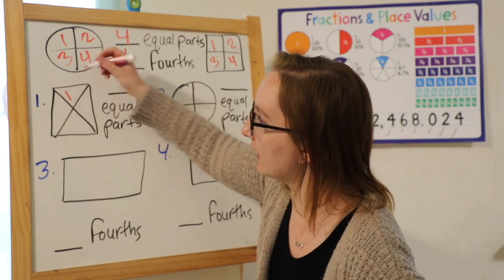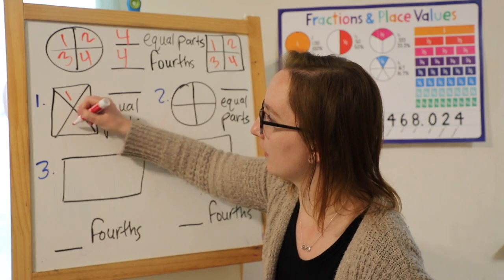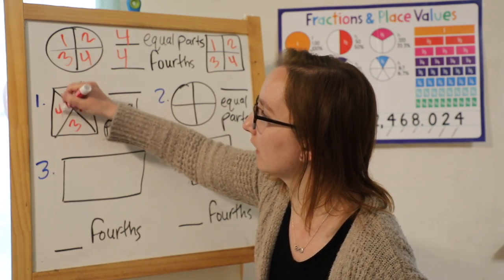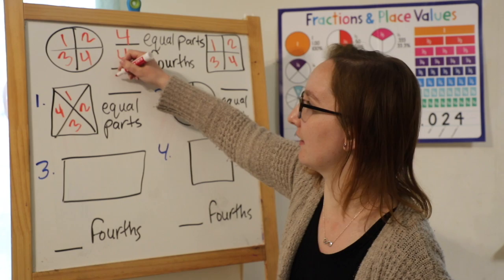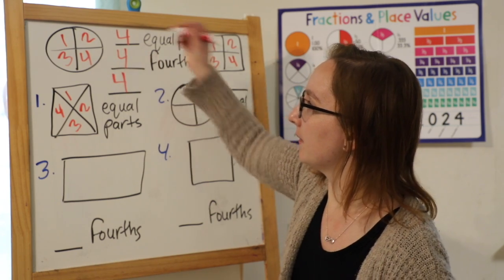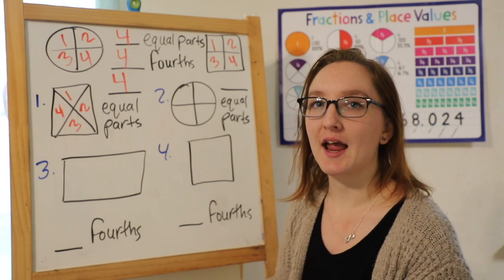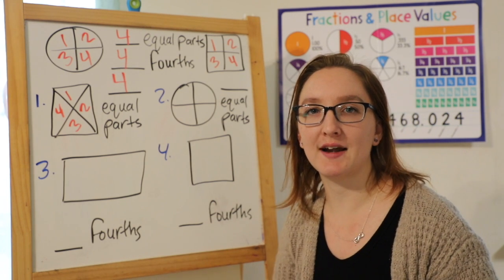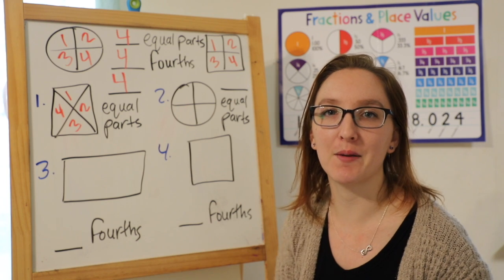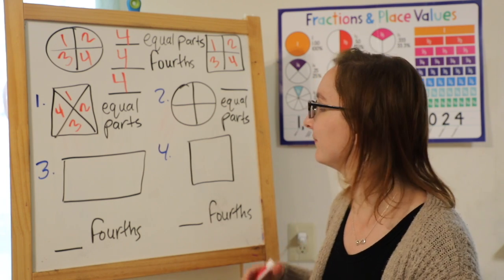So I have 1, 2, 3, 4 equal parts, and that's what I'm going to write on my line. Make sure when you write it that your 4 is in the right direction, and double check your work as you're writing your numbers to make sure that we're writing our numbers in the right direction.